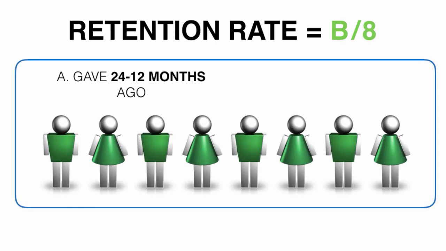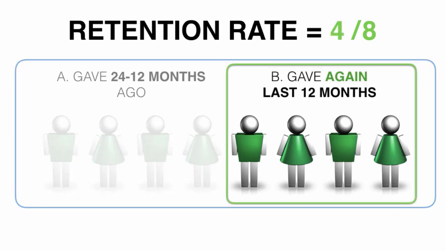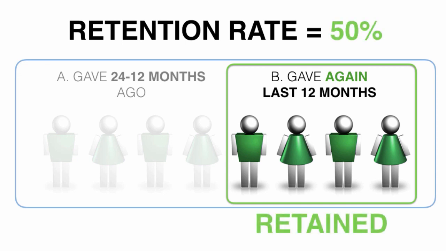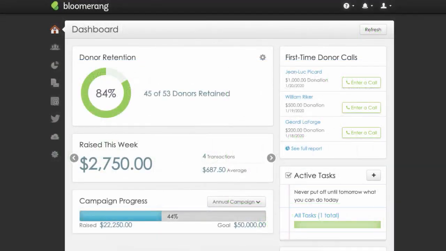The first piece is how many people gave 24 to 12 months ago. The second piece is how many of those people gave again in the past 12 months. People who gave again are retained donors. This time period updates daily, and so does the donor retention wheel.